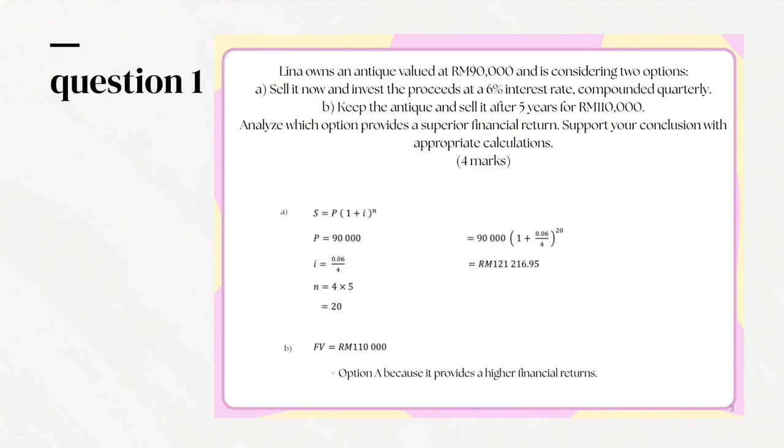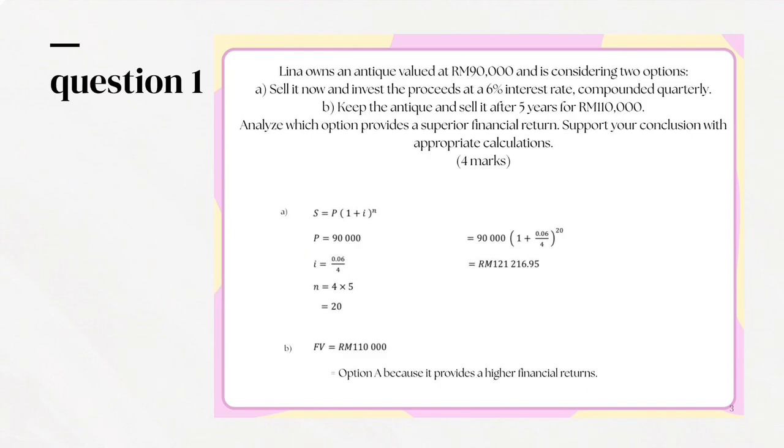So we will answer the question using the compound interest formula, which is S equals P(1 + i)^n, where S is the future value, P is the principal, i is the interest rate, and n is the number of compounding periods. From the question, we know that P is 90,000, then i is k over m, which is 0.06 over 4, then n is equal to mt, so 4 times 5 equals 20.